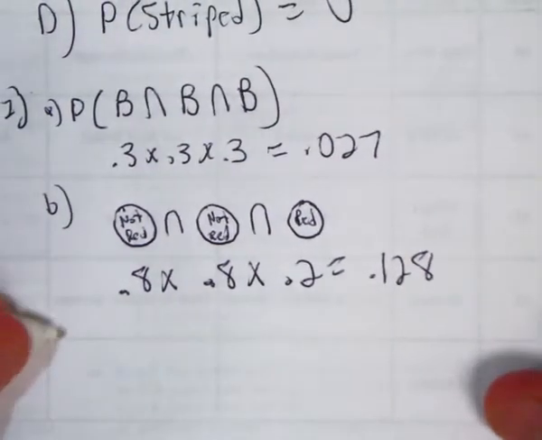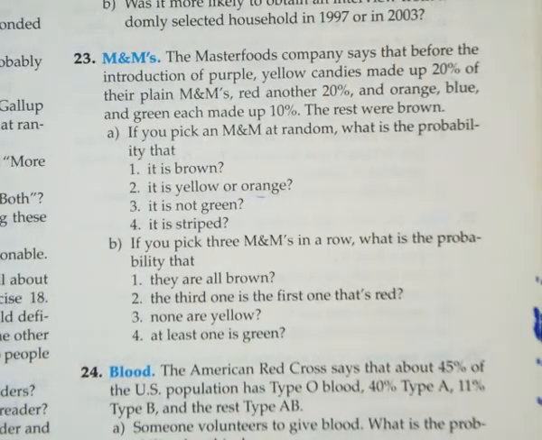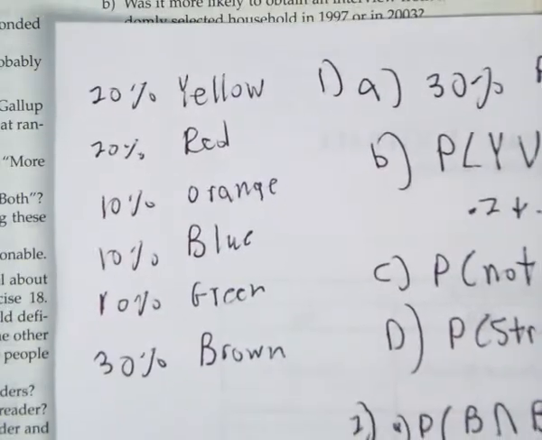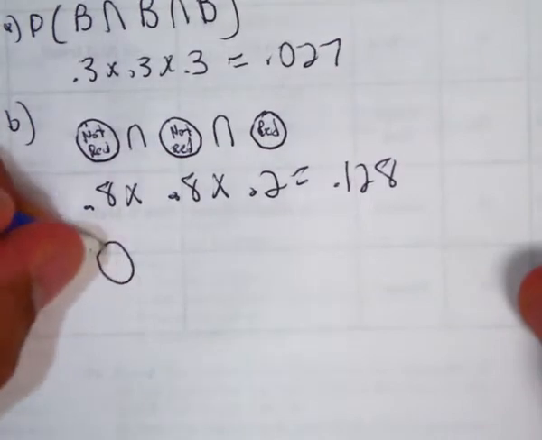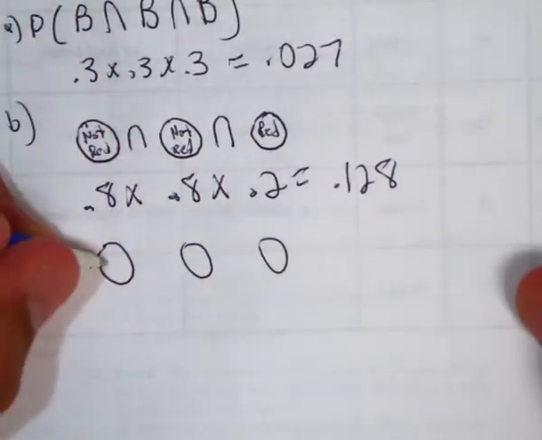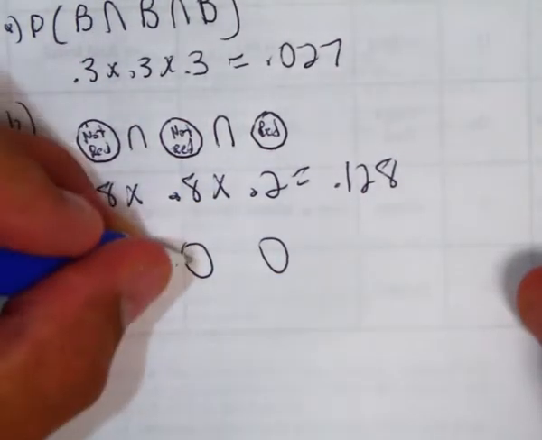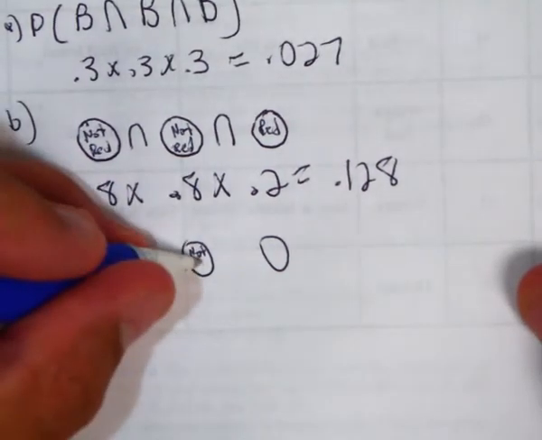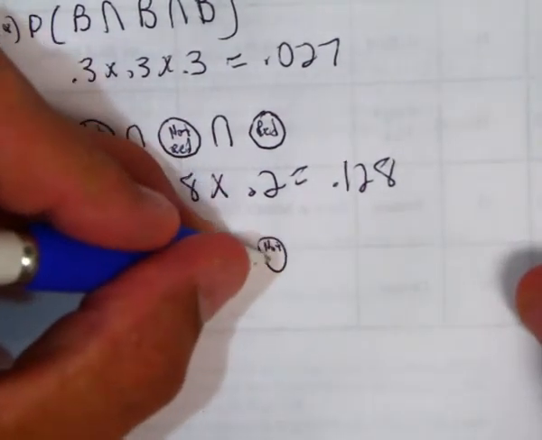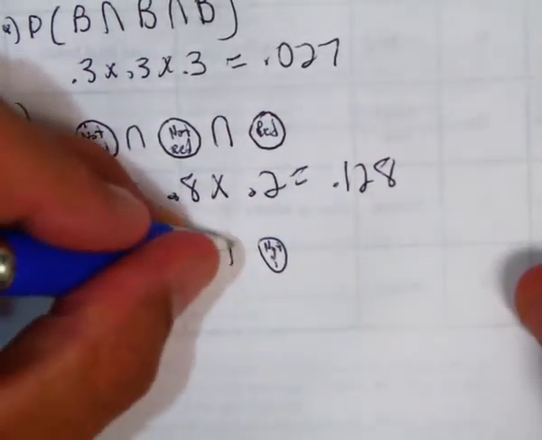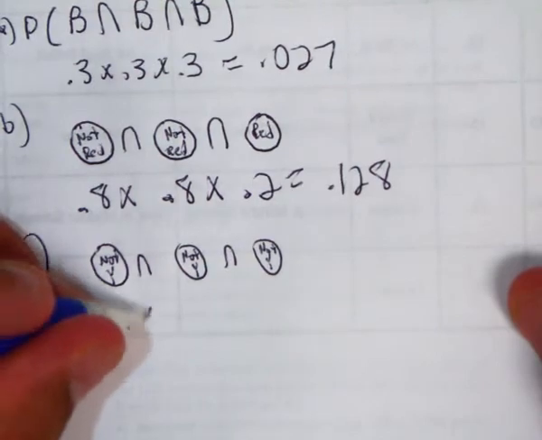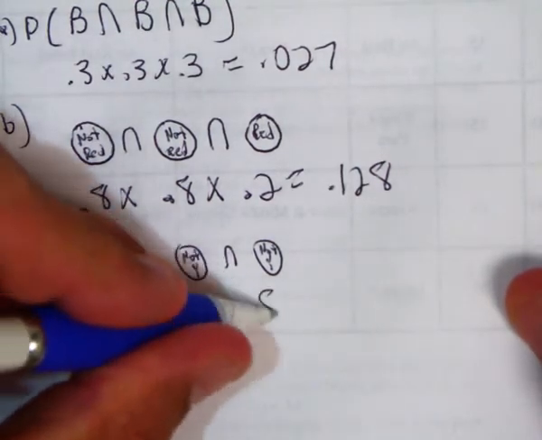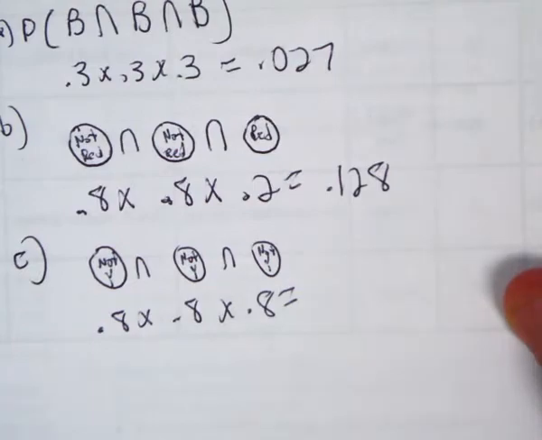Okay, and then C, none are yellow. Okay, so we got 3 M&Ms. Probability of it being yellow is 20%, so our 3 M&Ms are not yellow, not yellow, and not yellow. And the probability of being yellow is 20%, so the probability of not being yellow is 80%. And if we do those out, we get 0.512.